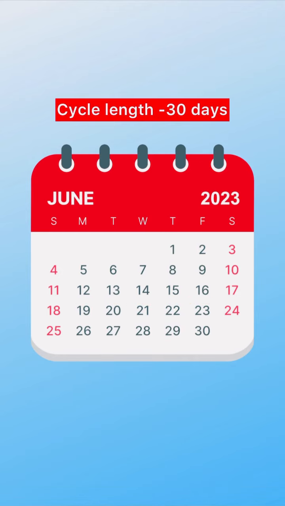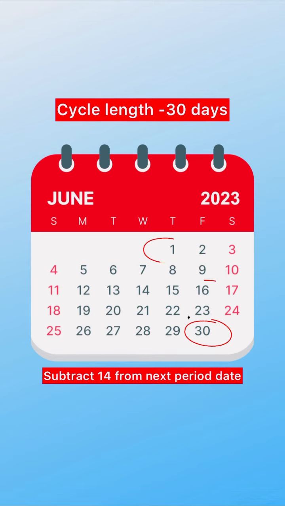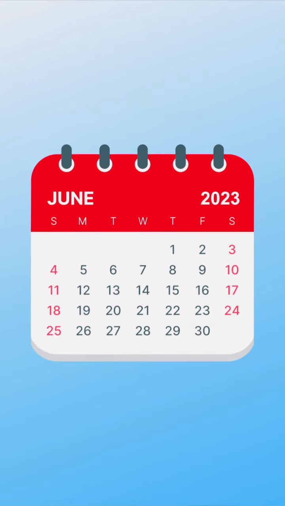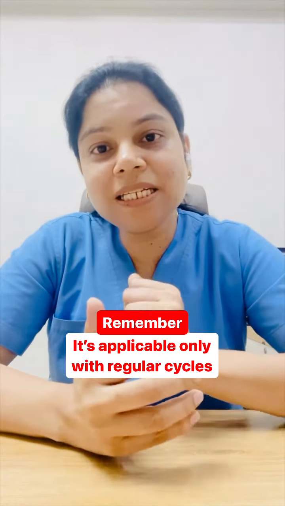Suppose you have a 30-day cycle and you got your period on the 1st of this month, your next cycle date will be the 30th. You have to subtract 14 from that, and your ovulation day will be the 16th, and your fertile window will be from 14 to 18. Similarly, if it is a 24-day cycle, you will be ovulating on the 10th day of your cycle, and your fertile window will be from 8 to 12 of this month. Having relations in this window will help you achieve pregnancy fast.